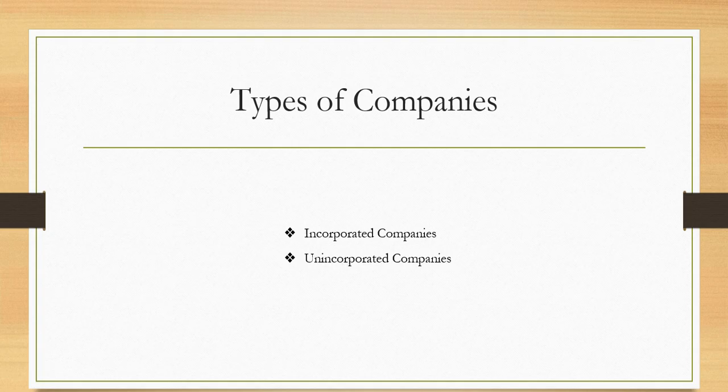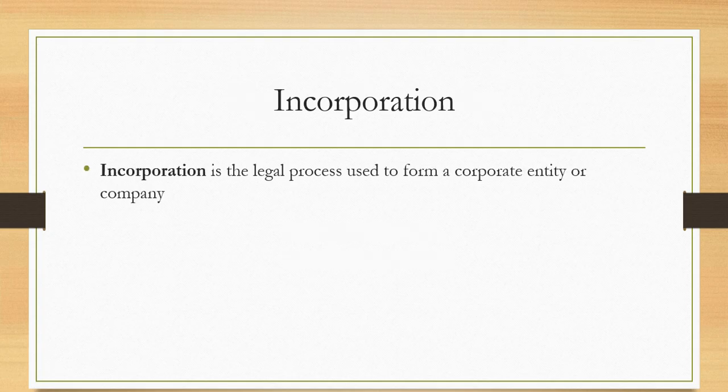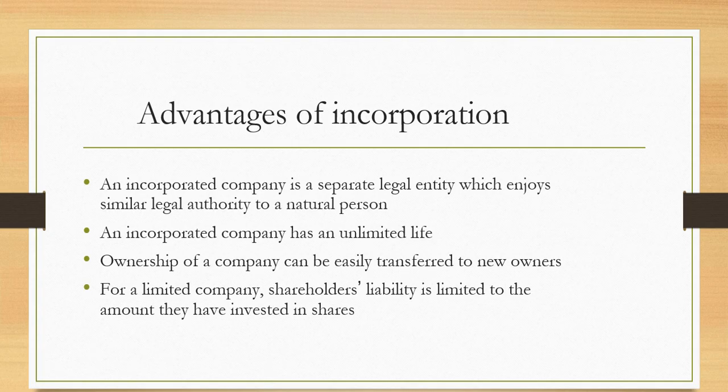Types of company. The companies are categorized as incorporated company and unincorporated company. So incorporated company is a company which is registered under Indian Companies Act. Unincorporated company, those not registered. So incorporation is a legal process of registration or form of corporate entity.